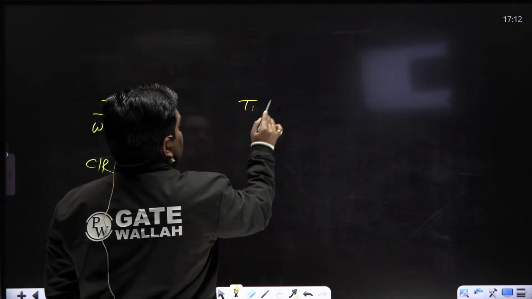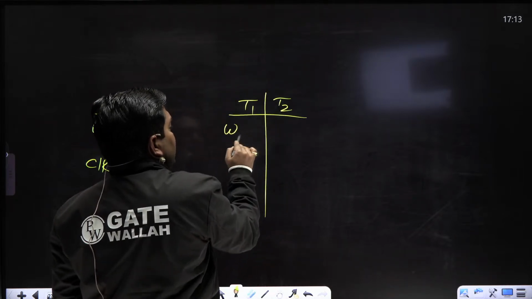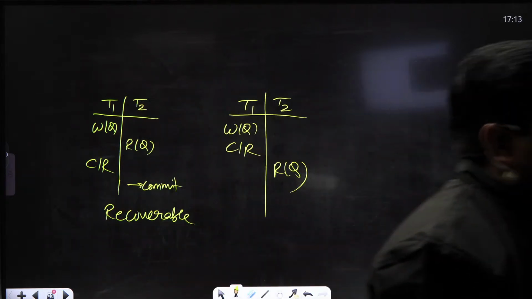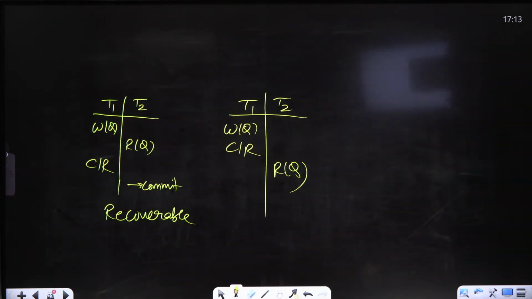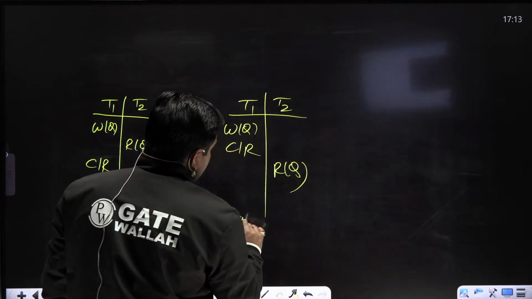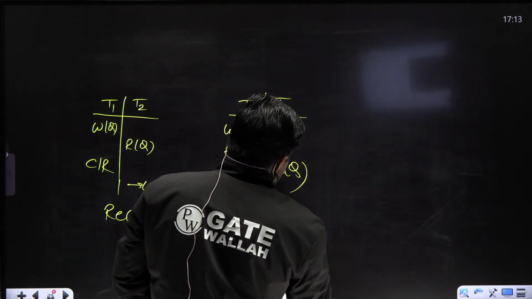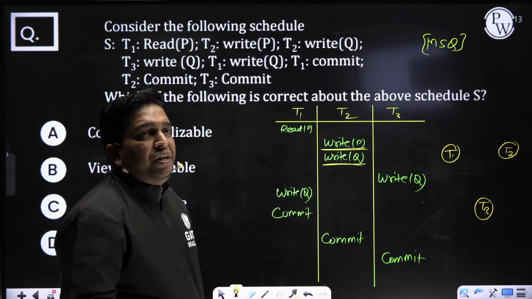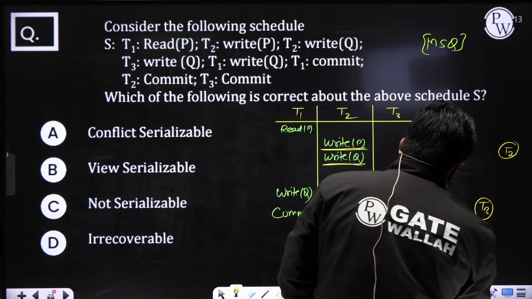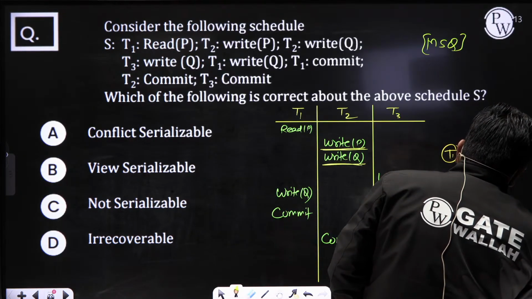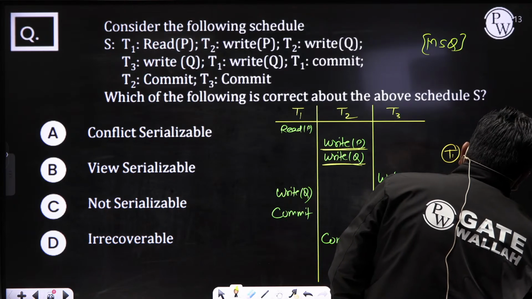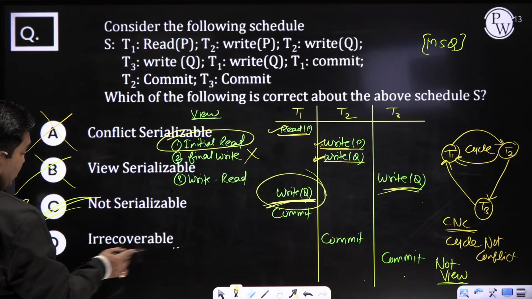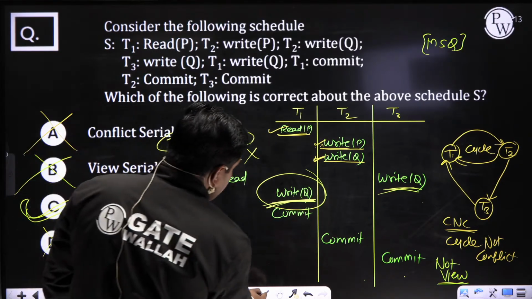And what is the meaning of cascadeless? After write, commit or rollback, then read is allowed. Meaning no uncommitted read, beta. Clear everyone? So here you can see after write there is no read. So it is recoverable and cascadeless as well. But what is Kavi asking? Kavi is saying irrecoverable. That is wrong.